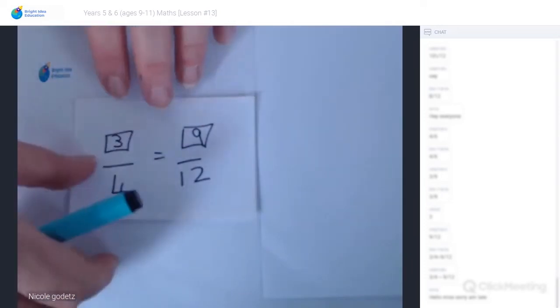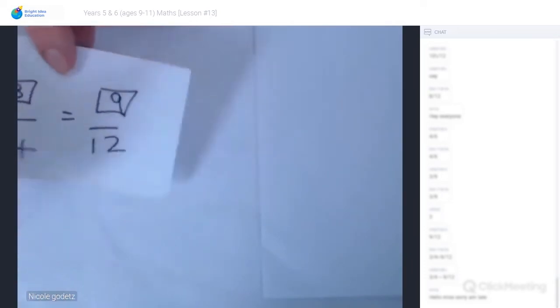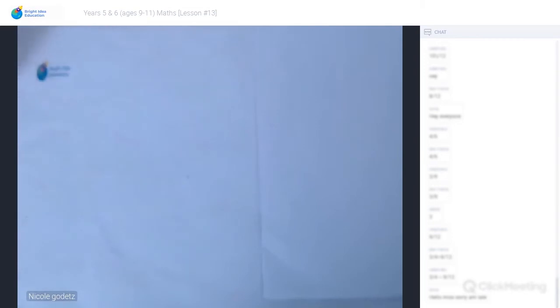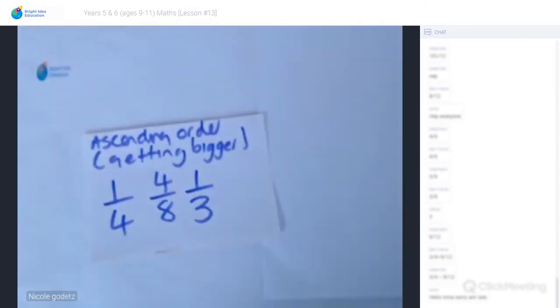Okay, hello latecomer, you have to join in from where we are now. So we are looking at fractions and we are now going to think about ordering. Can you put those fractions in ascending order? Remember, ascending means getting bigger.